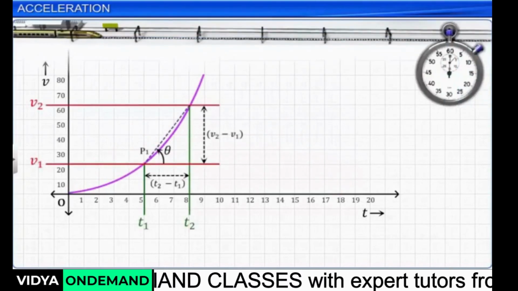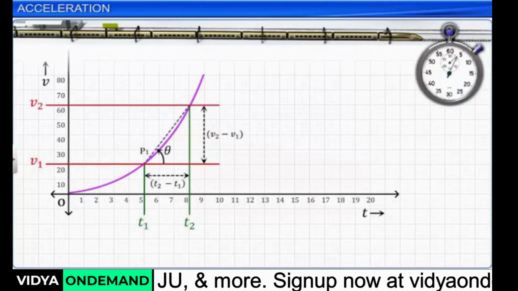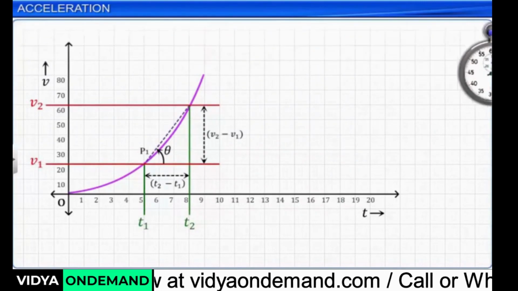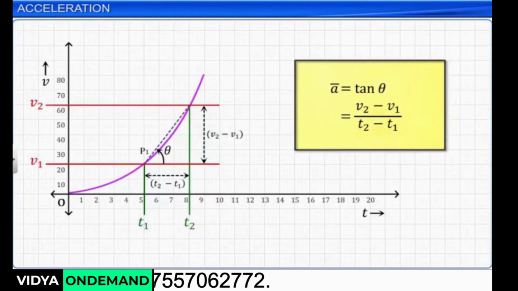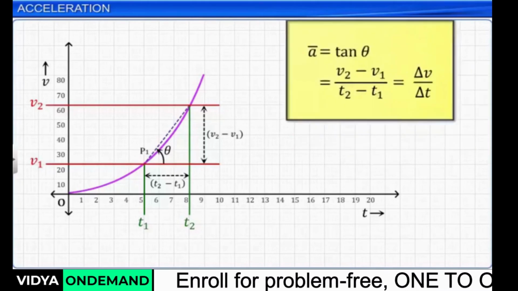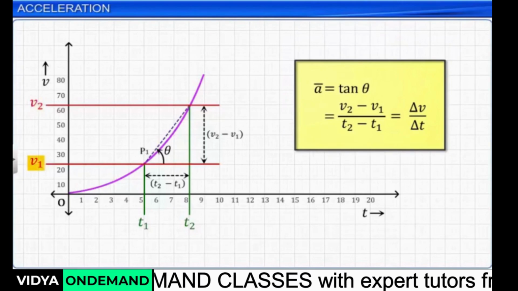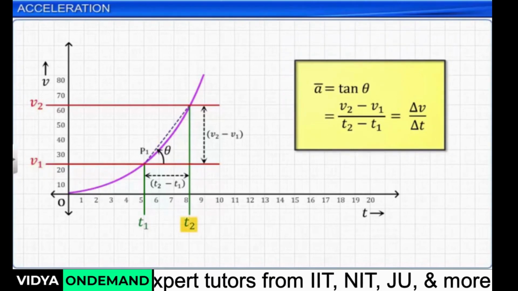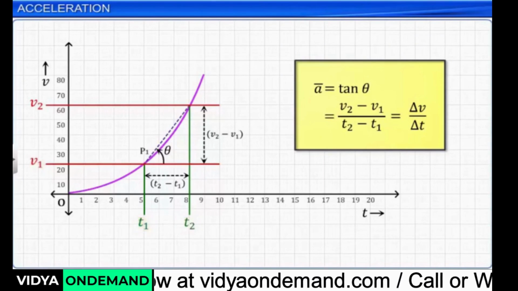Acceleration of a body is the rate of change of its velocity with time. The average acceleration a dash is defined as the change of velocity divided by time. v2 and v1 are instantaneous velocities at times t2 and t1. The SI unit of acceleration is meter per second square.